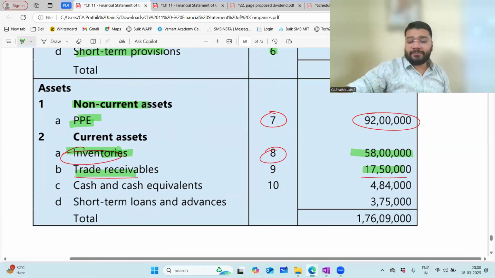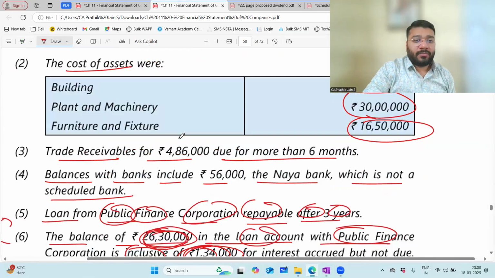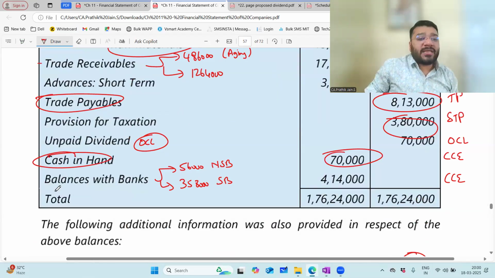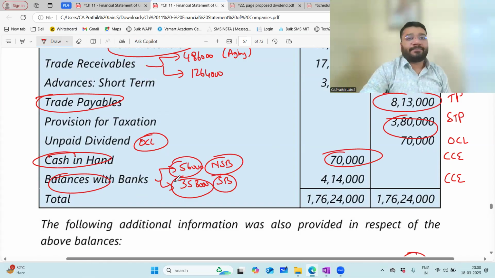Cash and cash equivalent. The first item will be cash in hand, 70,000. Then the second item is balance with bank. Under that, non-scheduled will be 56,000. Scheduled will be 358.